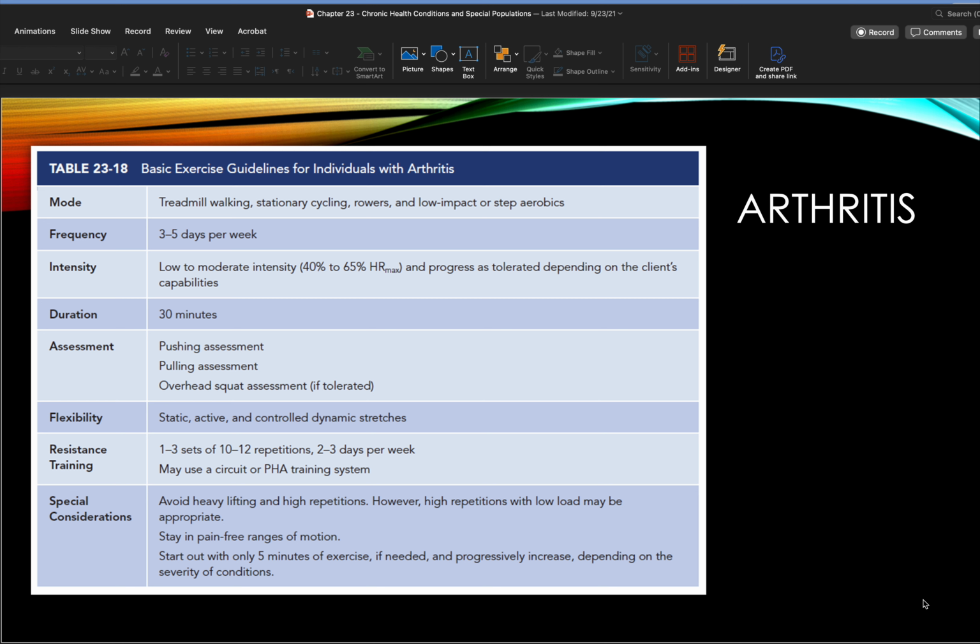So again, lower intensity than most, 40 to 65%, and it's going to be basically dependent upon how well they can do. But yeah, seeing everything else that goes in there, avoid heavy lifting at high reps.